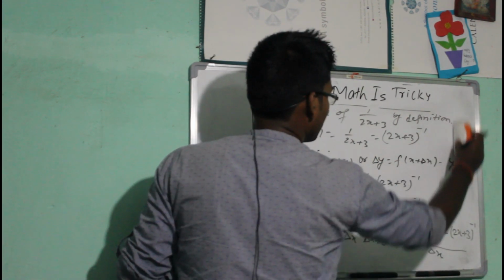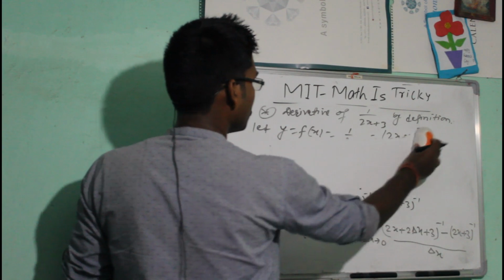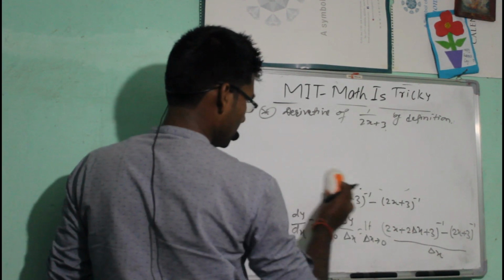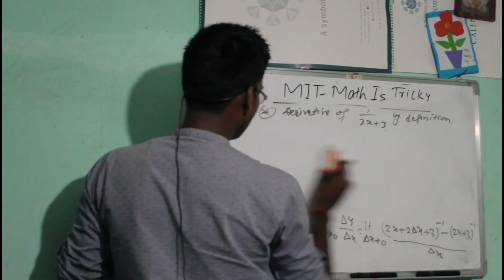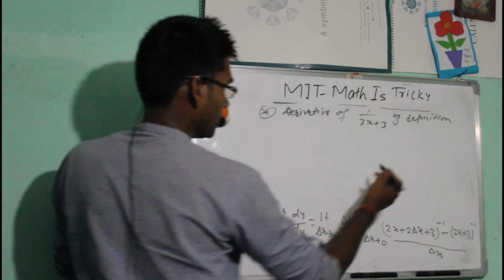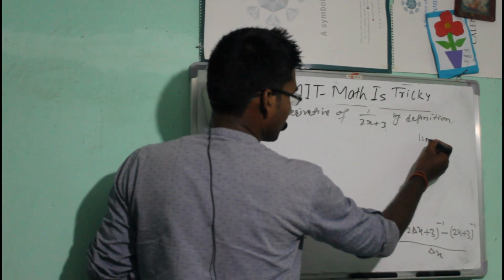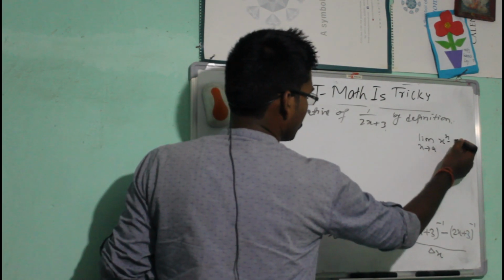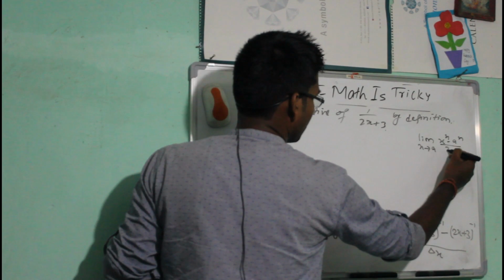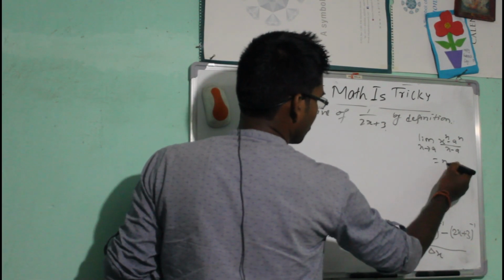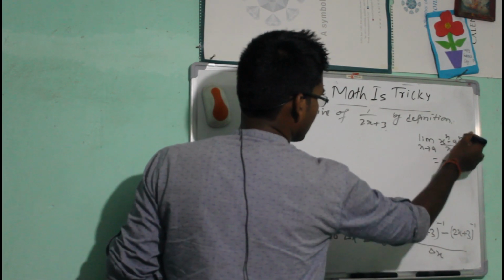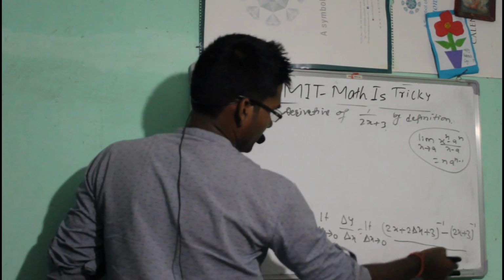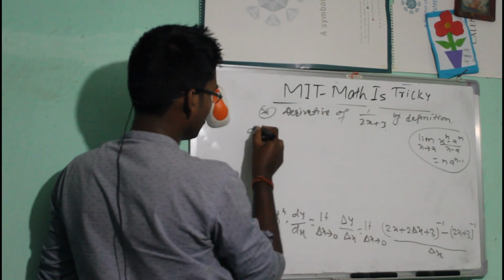Okay, so let me simplify it further so that we get our answer. Now after this, remember in this case we are going to use this formula: limit x tends to a of x power n minus a power n by x minus a, and its value is n a power n minus 1. This is what I'm going to use. So after this, let's just manage this denominator to get the answer.